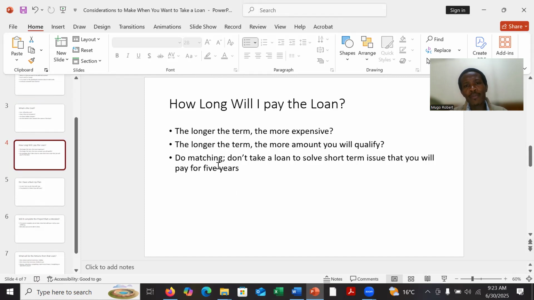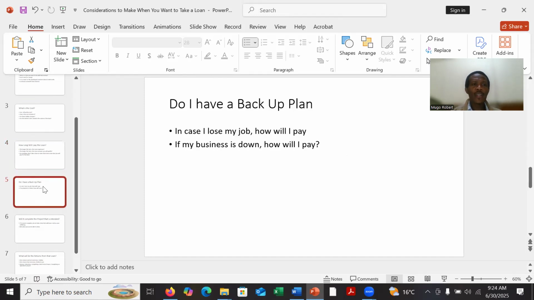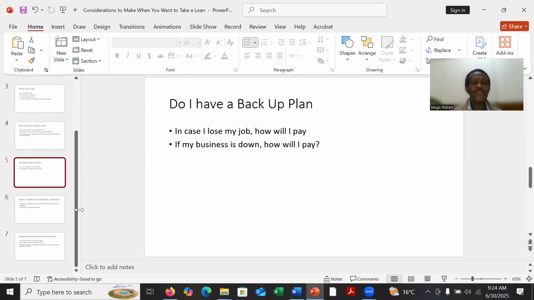You will also need, regarding the duration, to do matching. Don't take a short-term loan to solve a long-term project. And also do not take a long-term loan to solve a short-term project. You need to pay some debt that you took from, let's say, mobile banking loans. You go to your bank and take a loan for 3 years. Is it worth it? No.